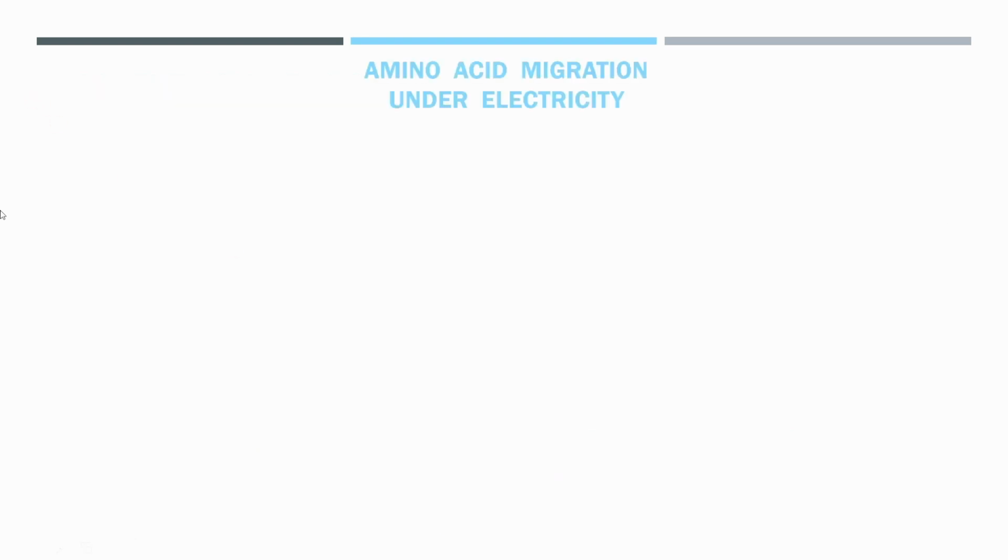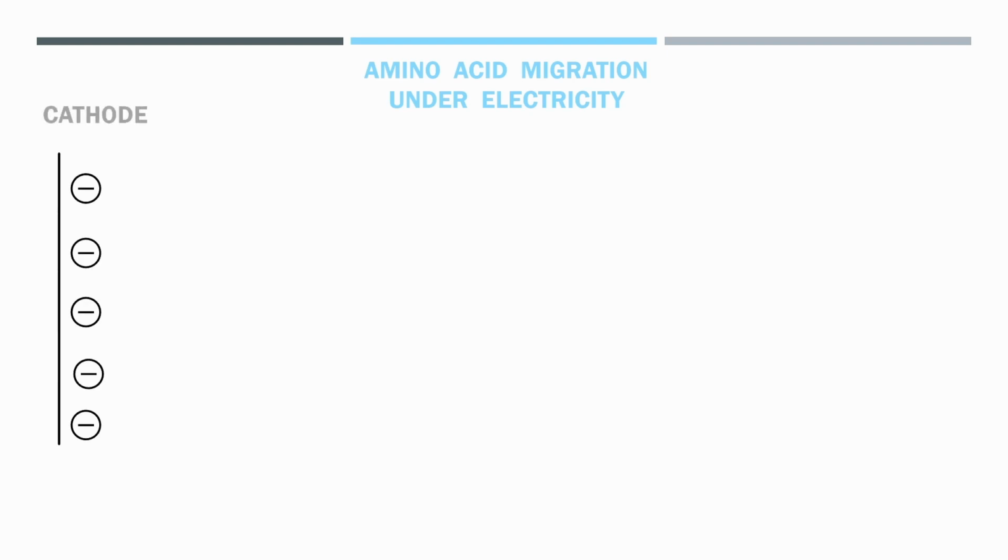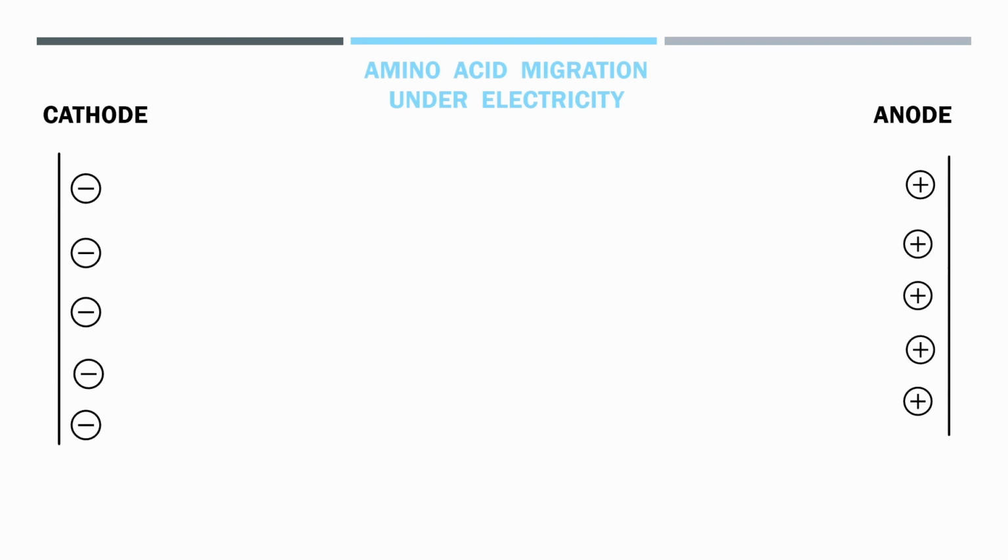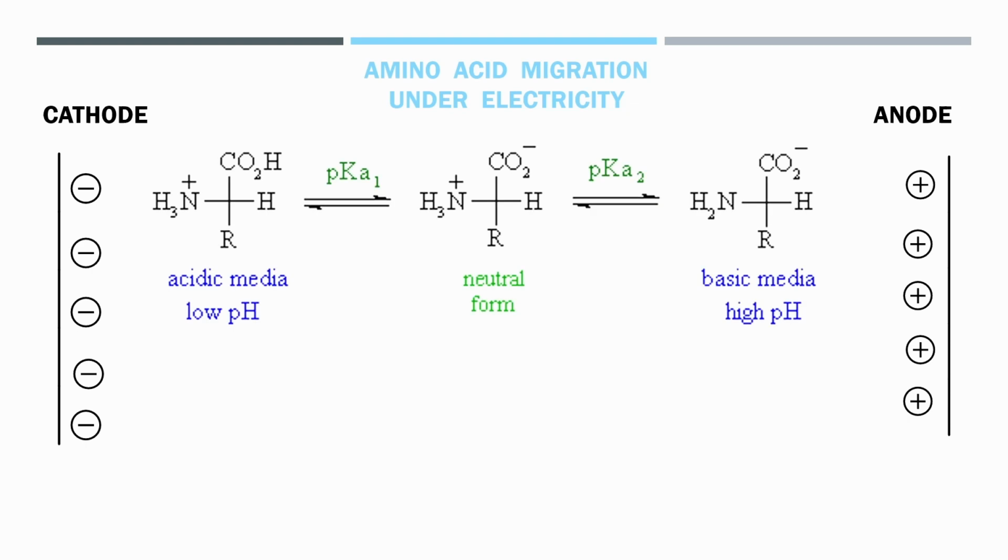So in this slide, we'll have a thorough understanding of how amino acids migrate under electric influence. For this, we'll be taking two electrodes, cathode and anode, and placing a solution of amino acid under them. Now we don't know if the solution is acidic, basic or neutral, or which form of amino acid is predominant in the solution. So we'll simply place the solution under electric influence and see the reaction.